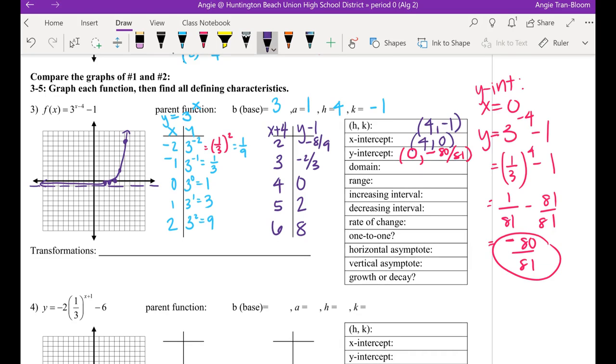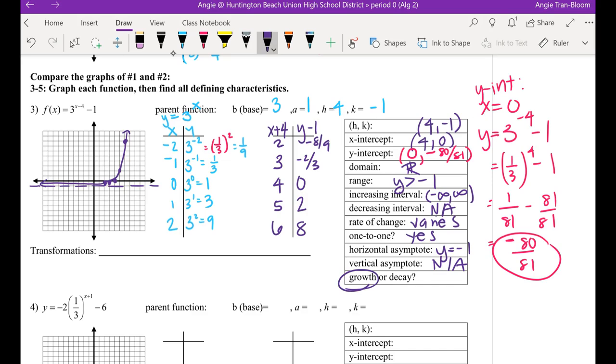What's your domain? All reals. What's your range? Y is greater than -1. Increasing or decreasing? Increasing, because look, your base value is greater than 1. So increasing from -infinity to +infinity. That means decreasing is none. Rate of change, we are going to say it varies. Is it a 1-to-1? For sure. Any horizontal asymptote? Where? Y equals -1. Vertical is none. Growth or decay, and how do you know? Growth, because b is 3, which is bigger than 1. So I'm going to circle growth.